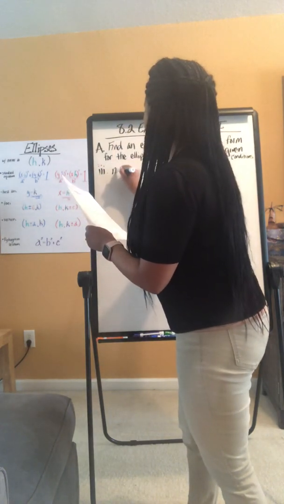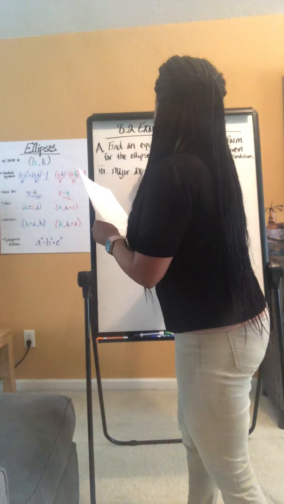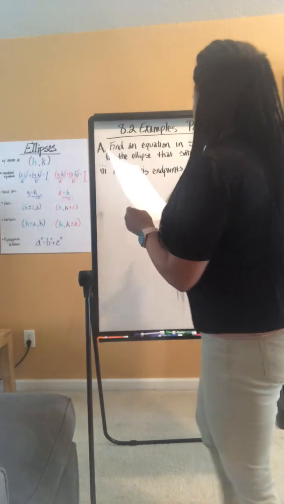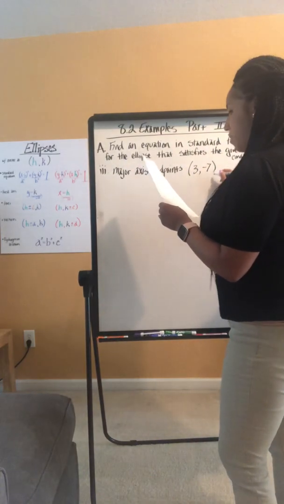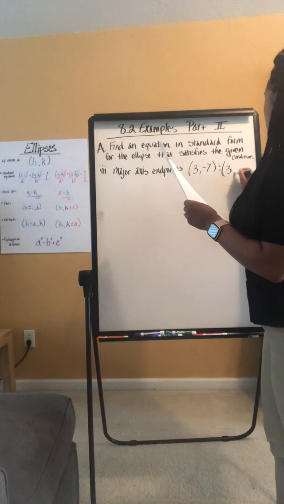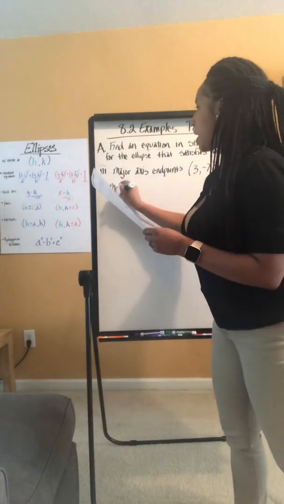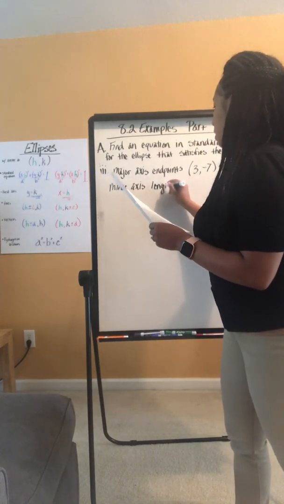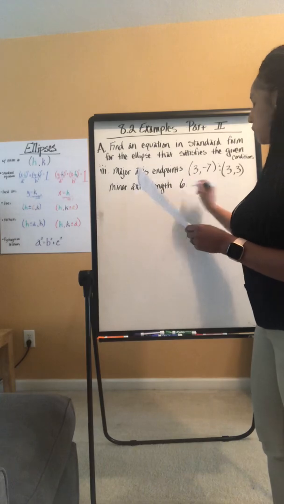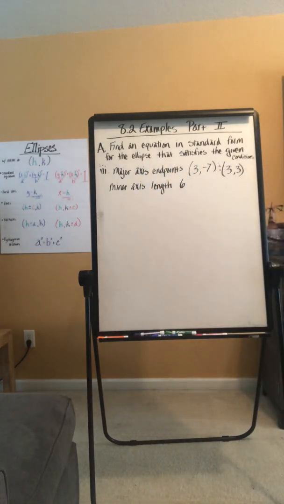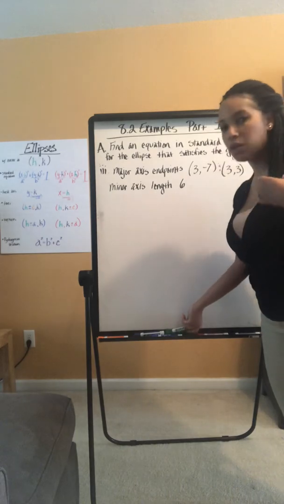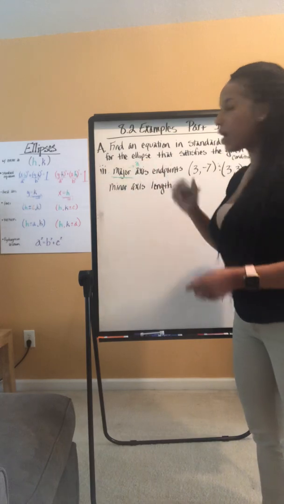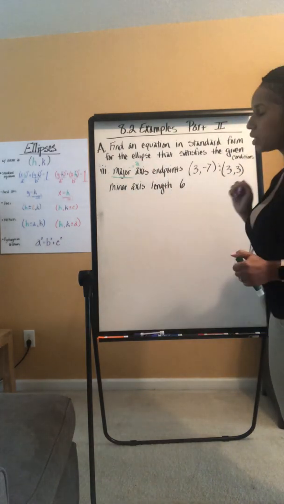A3, I want my major axis endpoints to be (3, -7) and (3, 3). And my minor axis length is 6. Okay. Major axis endpoints, we said those were our vertices. Major, I'm always going with the letter a, right? Major goes with a, minor goes with b.